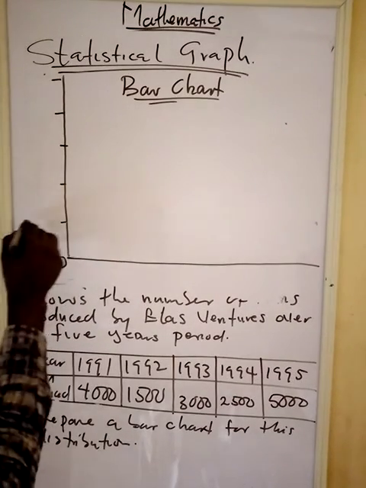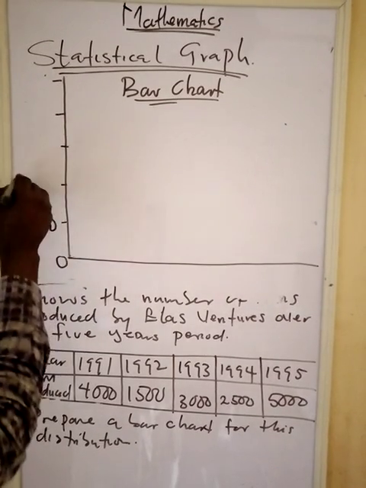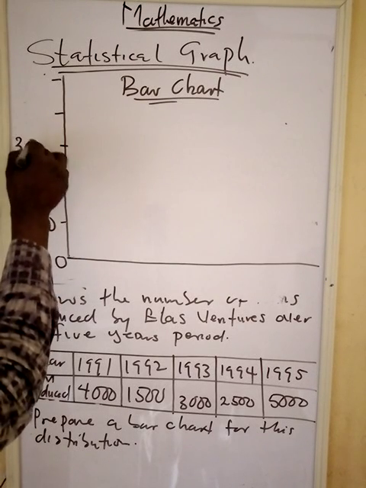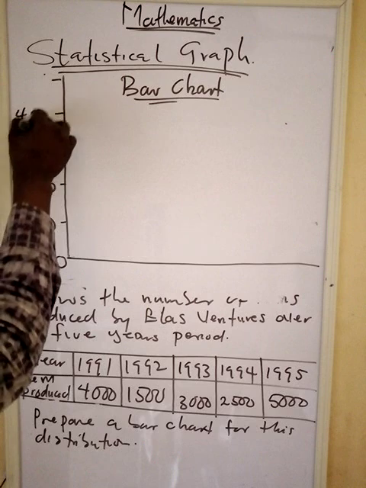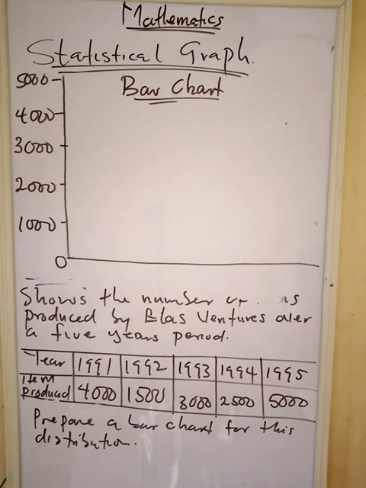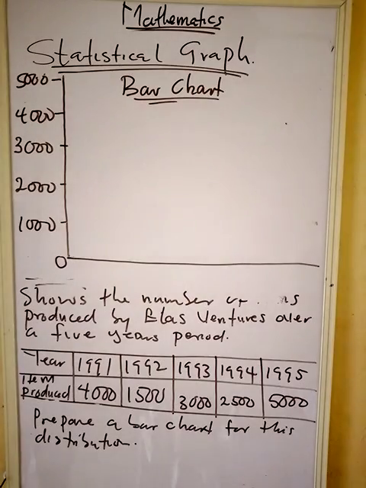So this will be 1,000. This will be 2,000. This will be 3,000. This will be 4,000. And this will be 5,000. So we want to draw bar charts. And in a bar chart, there is a gap between the bars.